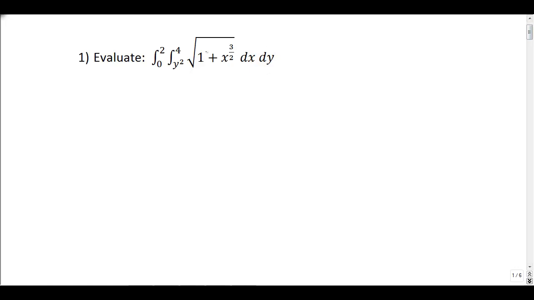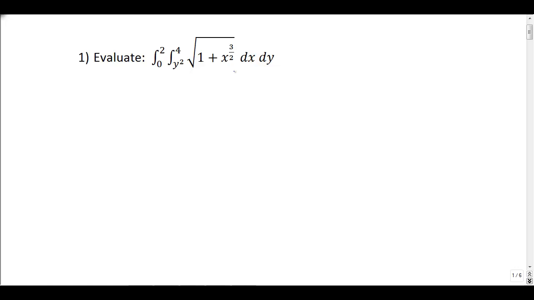The y bounds go from 0 to 2, and the x bounds go from y squared to 4. And we're going to integrate the square root of 1 plus x to the 3 halves. Now, the initial thought I have is we can just integrate this square root of 1 plus x to the 3 halves with respect to x. Problem is, that's a difficult antiderivative.